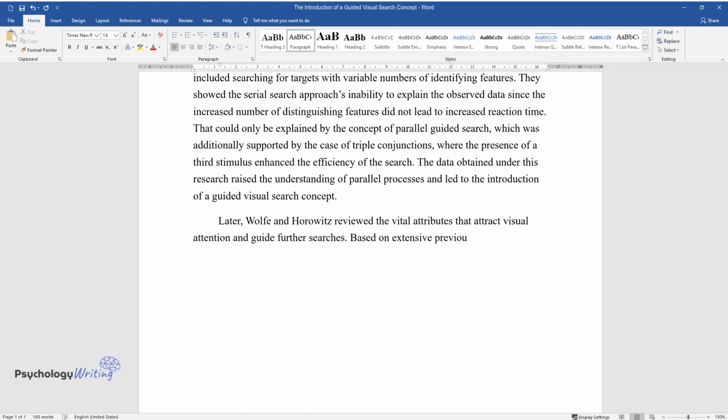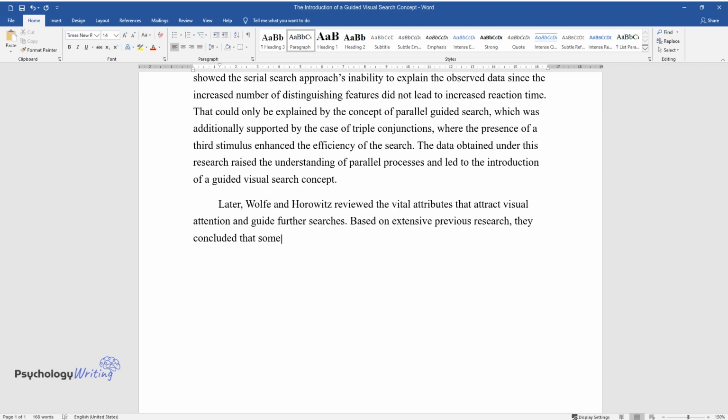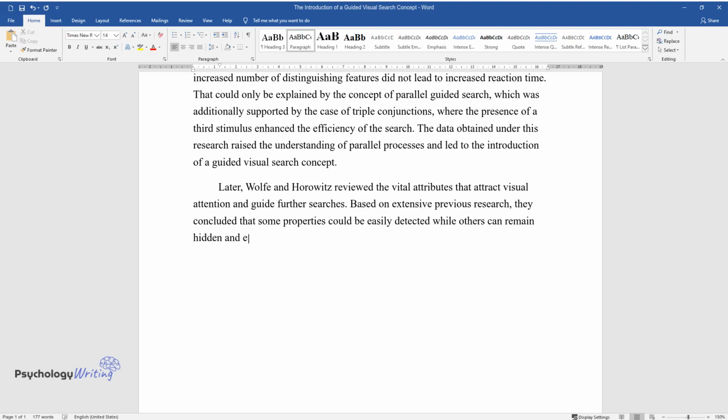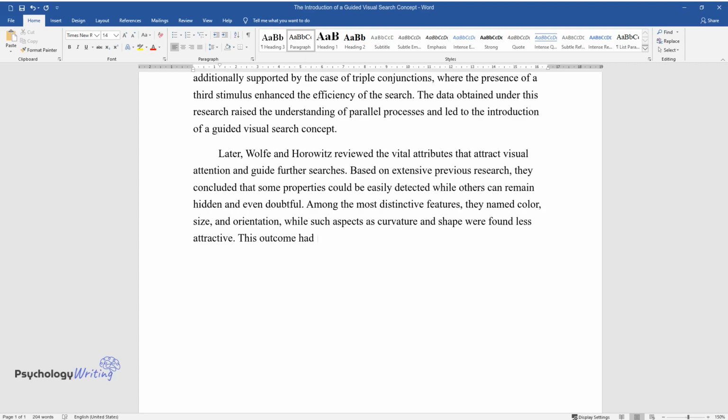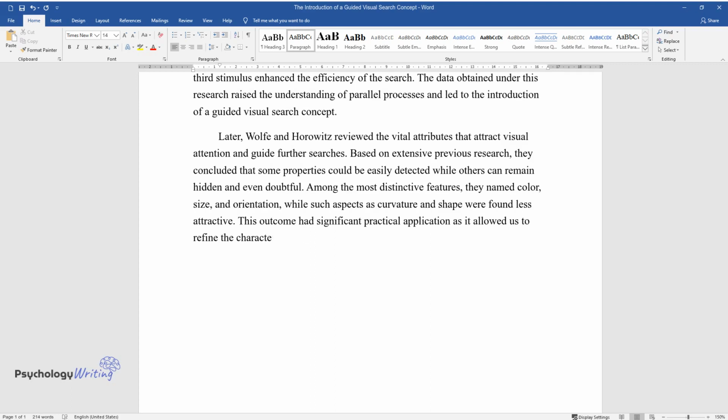Based on extensive previous research, they concluded that some properties could be easily detected while others can remain hidden and even doubtful. Among the most distinctive features, they named color, size, and orientation, while such aspects as curvature and shape were found less attractive. This outcome had significant practical application, as it allowed us to refine the characteristics of targets for their easier identification.